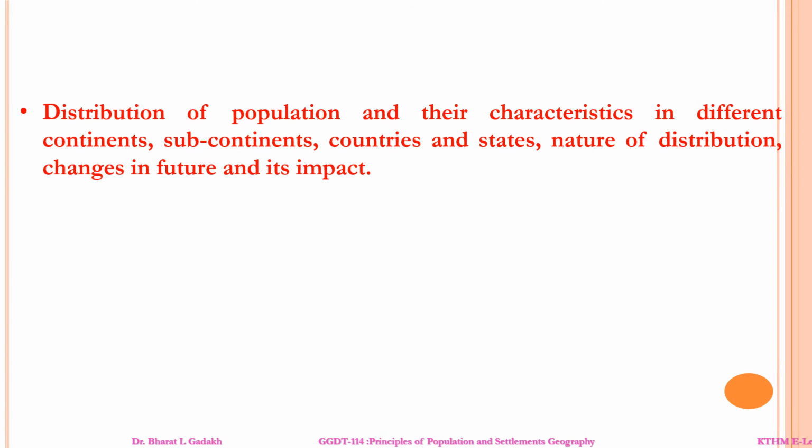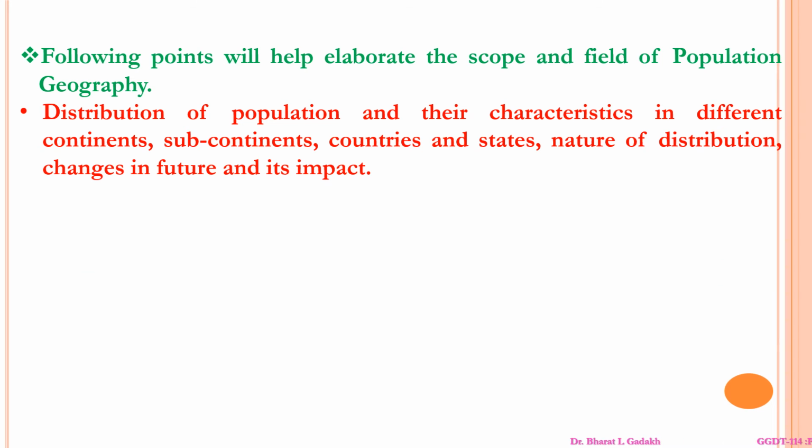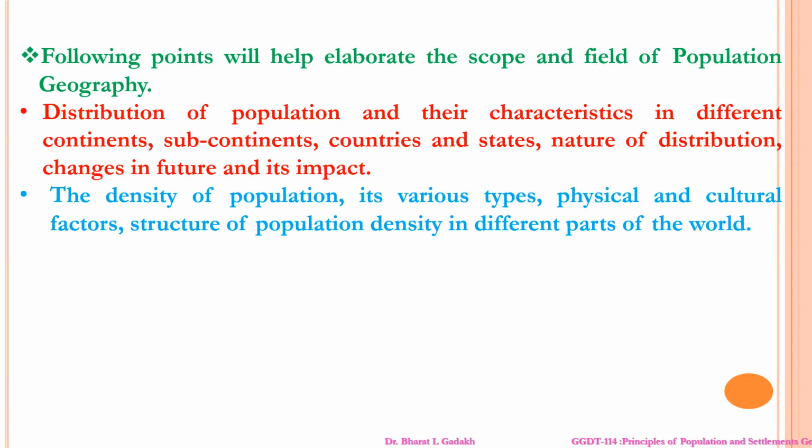Next, the distribution of population and their characteristics in different continents, subcontinents, countries, and states; the nature of distribution, change in the future, and its impacts. This means following some points with the help of the elaborated scope of the field of population geography: the density of population in various types, physical types, cultural factors, and the structure of population density in different parts of the world.